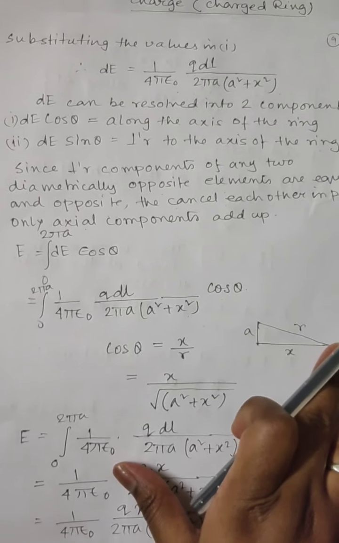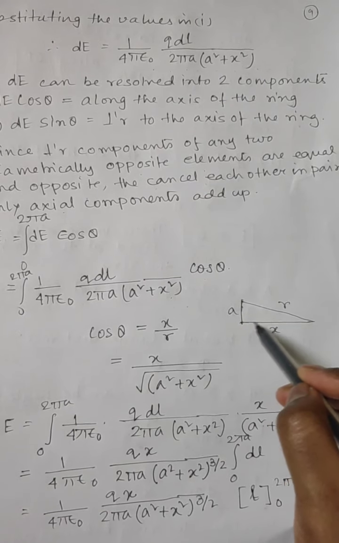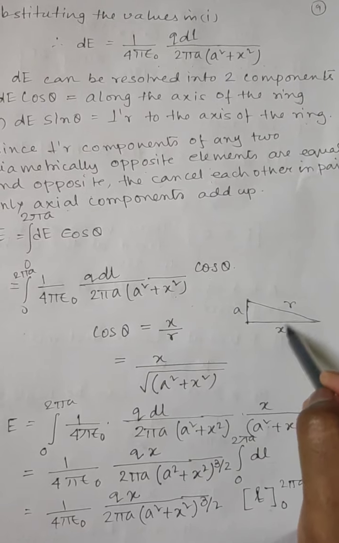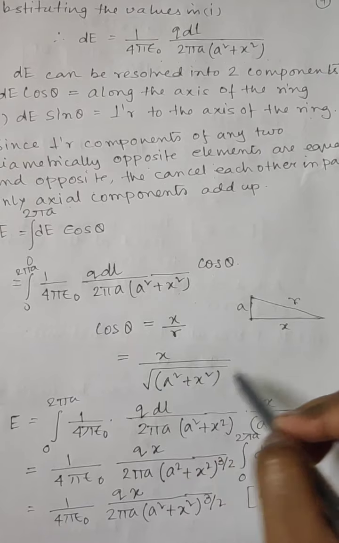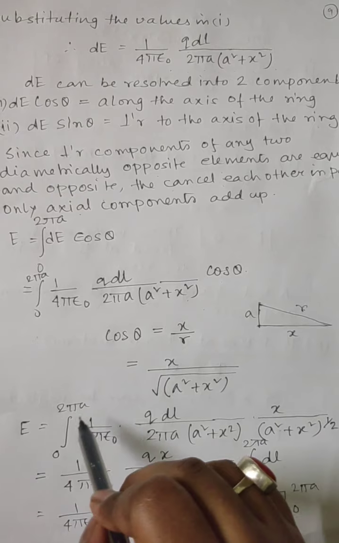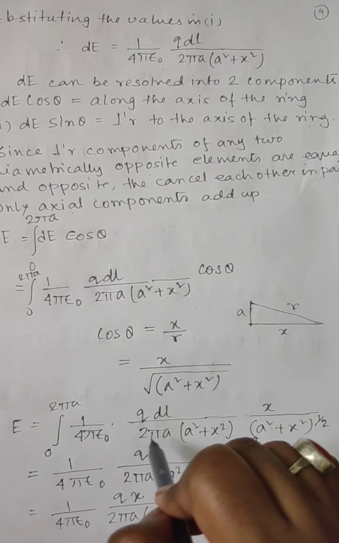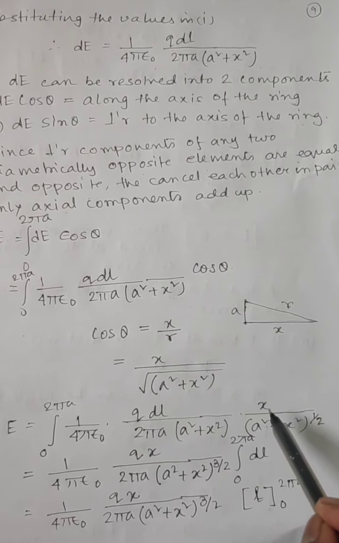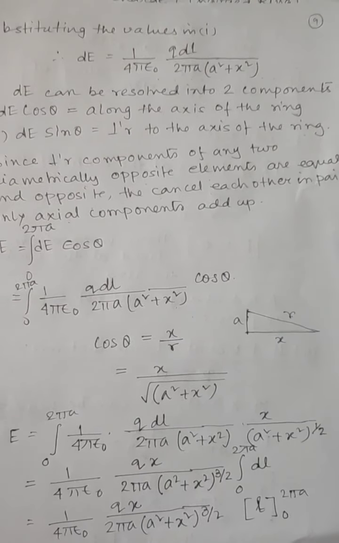Now let's go back again to the diagram. This was your radius, this was x, and this was r. So cos theta will be x by r, that is base by hypotenuse. So r we know as root over a square plus x square. So in place of cos theta we will put this value. So E will be integration 0 to 2 pi a, 1 by 4 pi epsilon naught q dl by 2 pi a square plus x square into, we are putting the value of cos theta over here, x by a square plus x square to the power half.